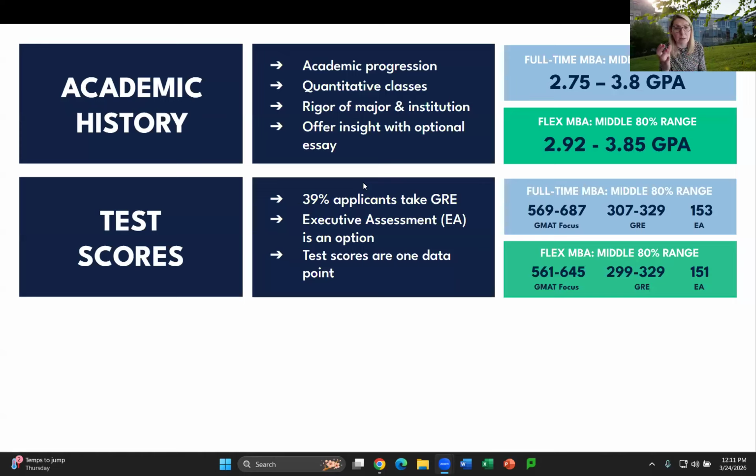Keep in mind that your academic history and your test scores balance each other, they support each other, they can overcompensate for each other to help us, again, predict your readiness for the MBA classroom. So they're viewed together rather than in isolation. We have some statistics around our 80th percent bands for the full-time and the flex. Anytime you see flex, you can assume it's associated with flex and flex online, those audiences. So you'll see GMAT Focus, GRE, and Executive Assessment scores.